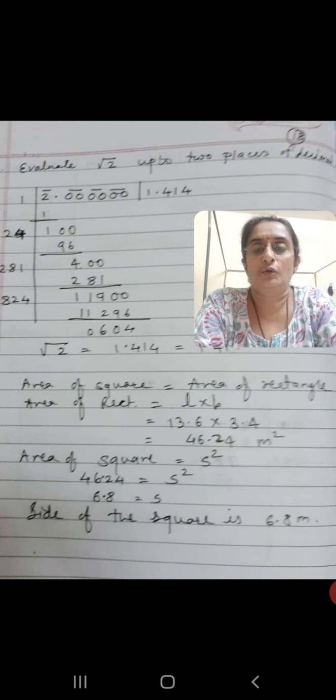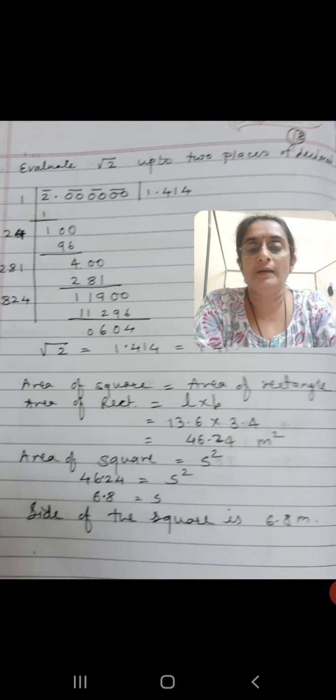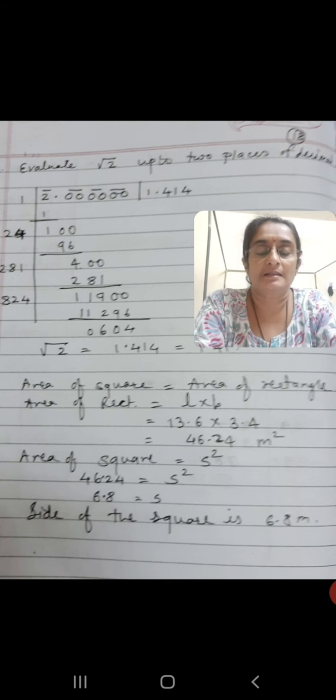So you have to take 2 and find the answer up to 2 decimal places. So what have I done? We have to take 3 decimal places after 2. So I have taken 2 and then after the decimal point I have written 6 zeros, because we need groups for 2. So I have taken 6 zeros. Now the first group is 2, the second group is zeros, the third is also 0 and the fourth is also 0.